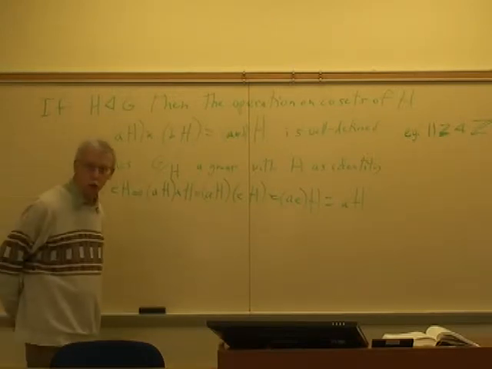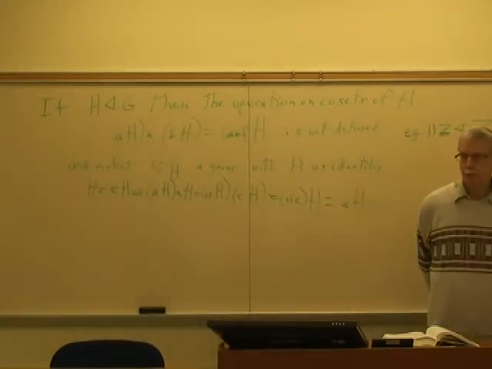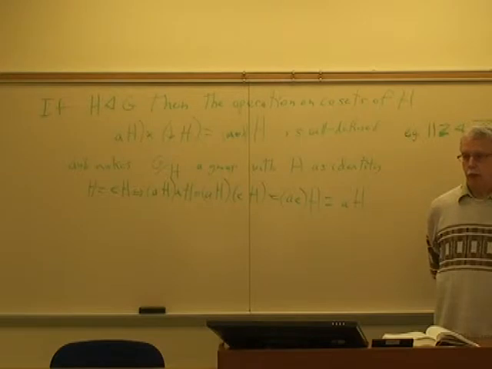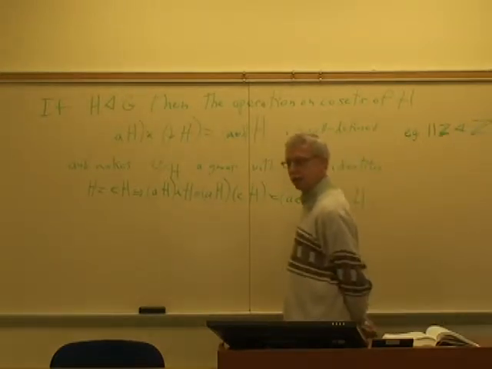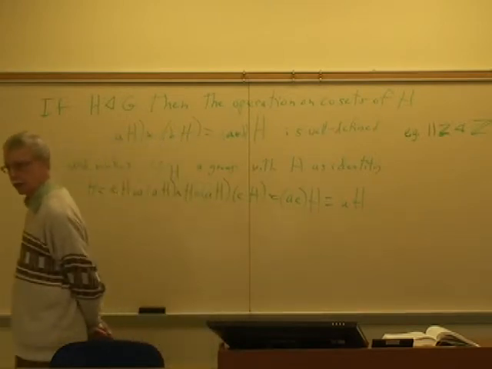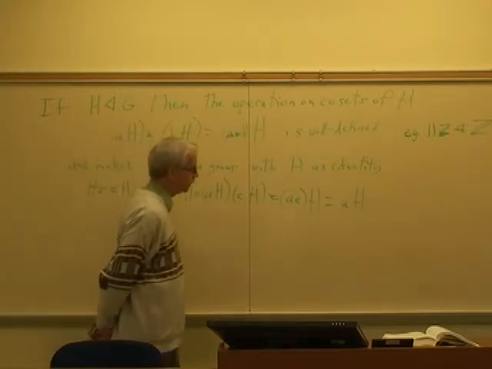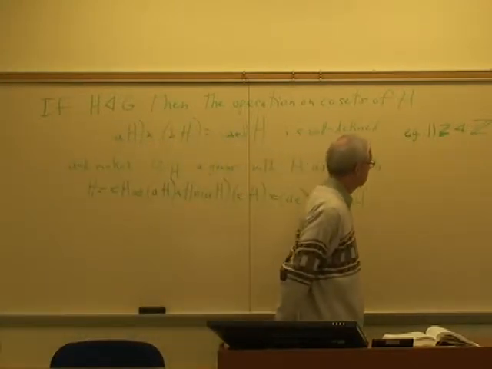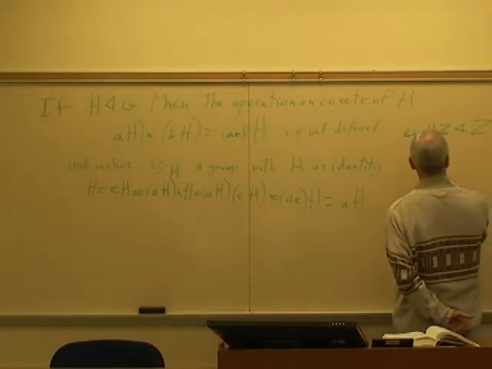Why is 11Z a normal subgroup of Z? What kind of group is Z? It's abelian. Every subgroup of an abelian group is trivially normal by the normal definition, right? So that's normal.